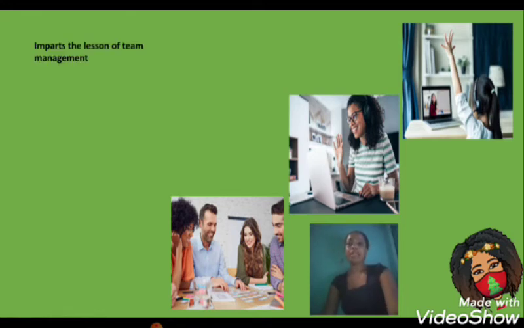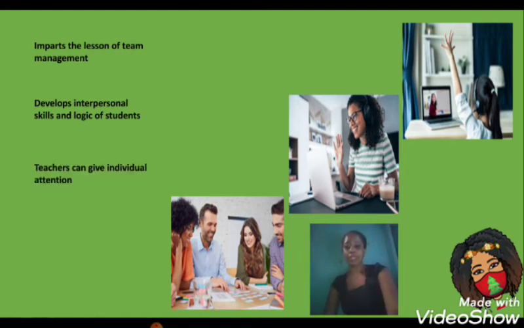It impacts the lesson of team management on students, as they may learn how to work in groups or teams. It can develop interpersonal skills and logic of students. Teachers can give individual attention to their students. It can bring staff development, which is good for all teachers. Long-term knowledge retention, which is also important for our students.